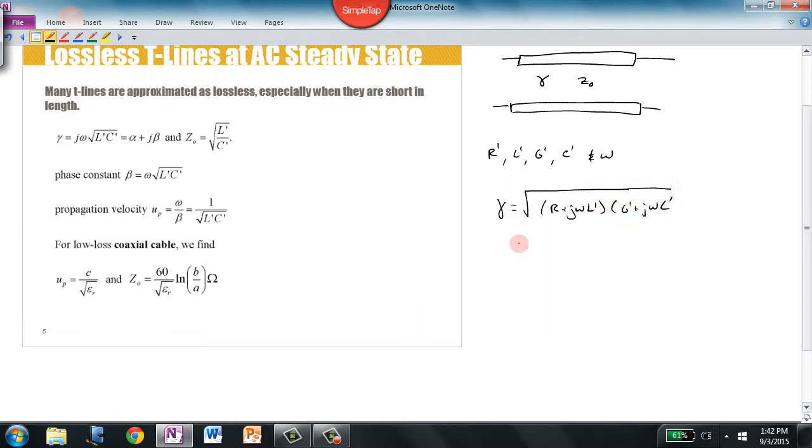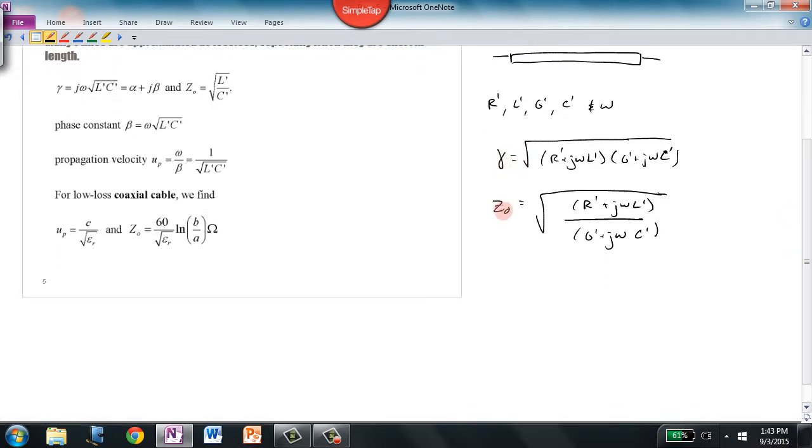Take the square root of that, and the characteristic impedance looks pretty similar, except that instead of a product, it's a division. So it's R prime plus j omega L prime divided by G prime plus j omega C prime. And that's a C up here as well. I know it looks like an L, but that's a C. So just given these parameters, we can completely characterize a transmission line: complex propagation constant and characteristic impedance.